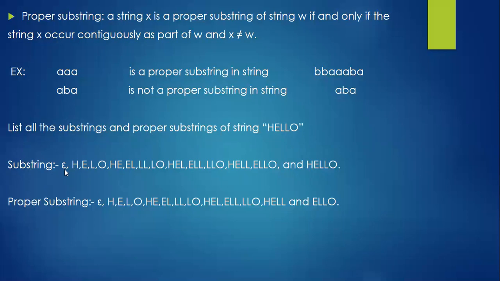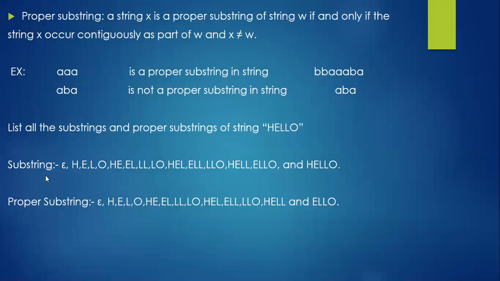Just observe, we are beginning with epsilon. In case of proper prefix, proper substring and substring, both are having epsilon as a default substring. So we are beginning with epsilon over here. Epsilon, H, yes, it is a substring of hello. E is also a substring of hello. Then L is also a substring of hello. Then O is also a substring of hello, exactly. Then later HE, EL, double L, LO, HEL, ELL, LLO. Then again HELL, ELLO and hello.